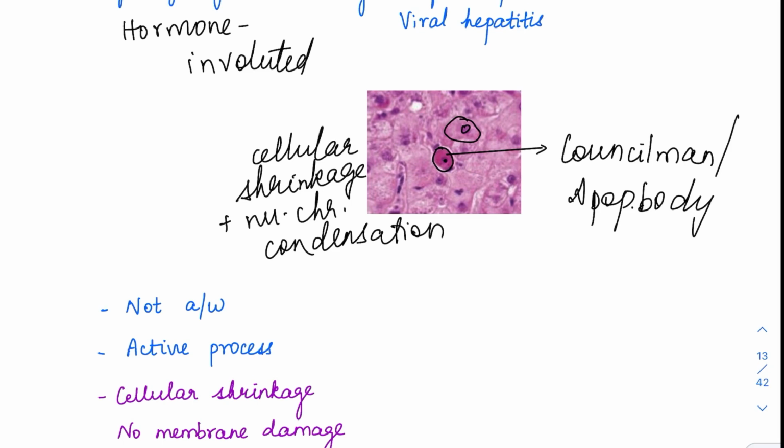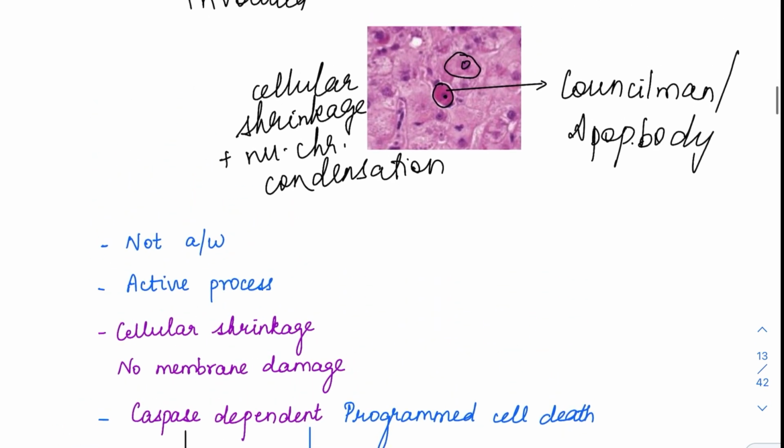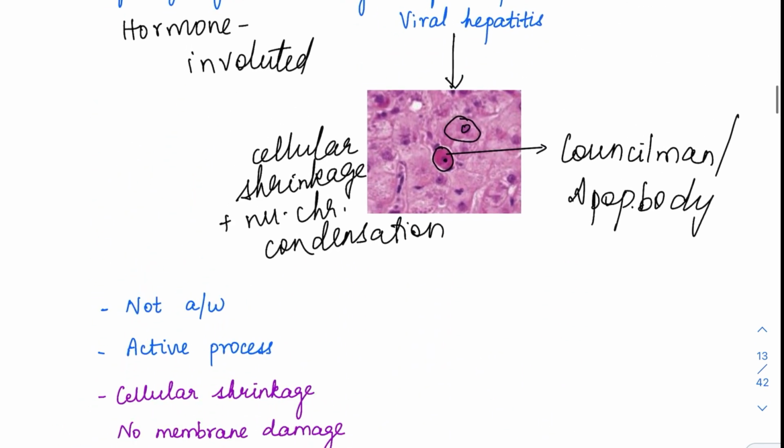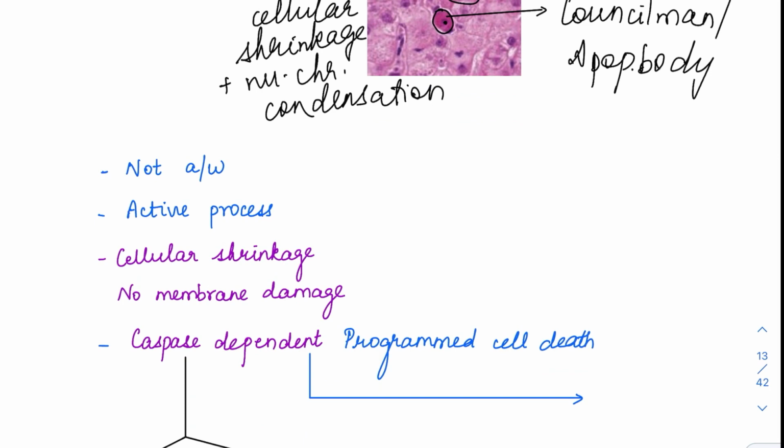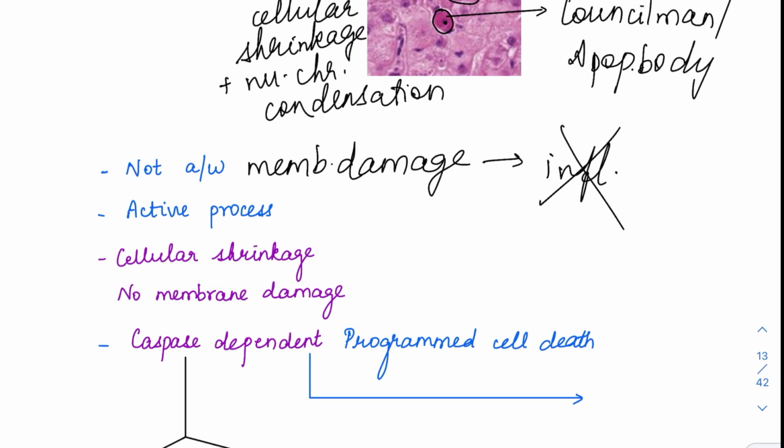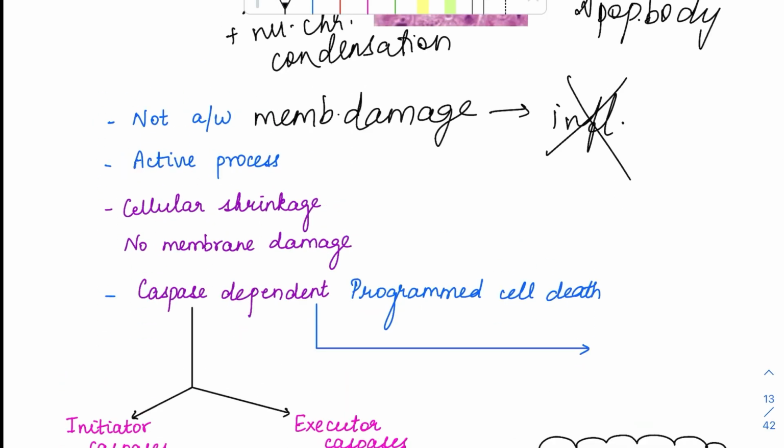Okay. So in necrosis, we saw it was cellular swelling associated with pyknosis, karyorrhexis and karyolysis. But in apoptosis, it is going to be cellular shrinkage associated with nuclear chromatin condensation alone. Okay. So in viral hepatitis, you see these Councilman bodies. So here in apoptosis, unlike necrosis, there is not going to be any membrane damage. So when membrane damage is not there, obviously there is not going to be any inflammation, right? So membrane is going to be intact in apoptosis.